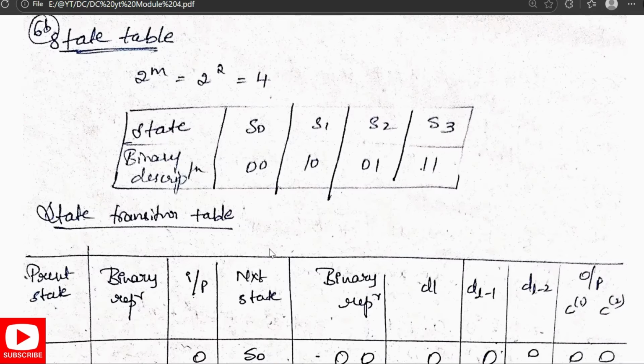Next is the state table. In the state table, the first thing you have to do is 2 power m. 2 power m is 2 power 2, where our m is 2 in the given question. So it is 4. So there are 4 state conditions: S0, S1, S2 and S3. The binary description for each of them is 0 0, 0 1, 1 0 and 1 1.